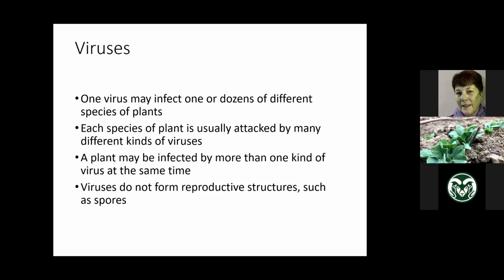So one virus can infect one or dozens of different species of plants, just like I mentioned with tomato spotted wilt virus. Tobacco mosaic virus also has several hundred host plants. Even though tobacco was the first host plant it was characterized in, it can also go to tomatoes, potatoes, peppers, any of the solanaceous crops. It can go everywhere. Each species of plant can be attacked by a couple or several different kinds of viruses. And so sometimes you may have plants that are co-infected, meaning that they have more than one virus associated with those symptoms.